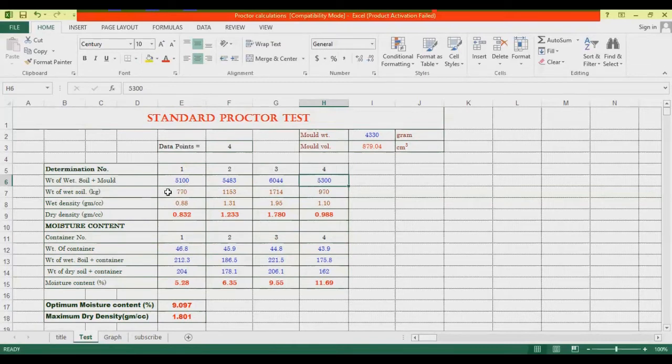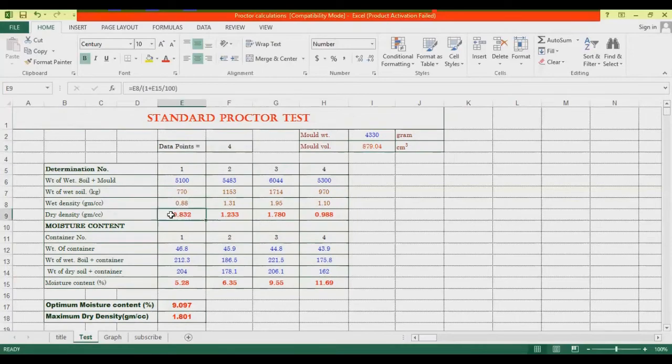Now weight of wet soil will be weight of wet soil plus mold minus weight of mold. So this will give me a value of 770 gram. Now how can we calculate the wet density for the first data point? For this I have a formula: weight of wet soil divided by the volume of the wet soil. So that will give me a value of 0.88.